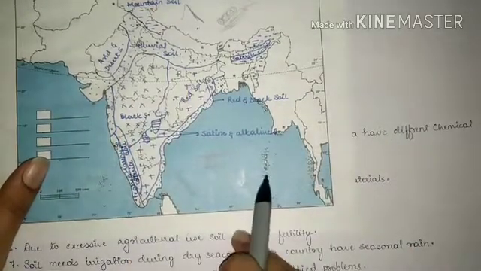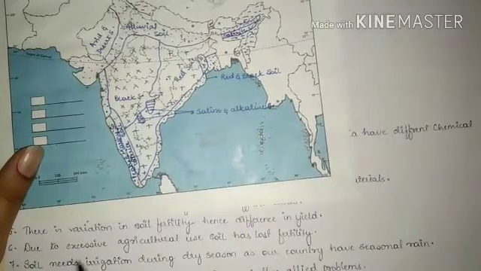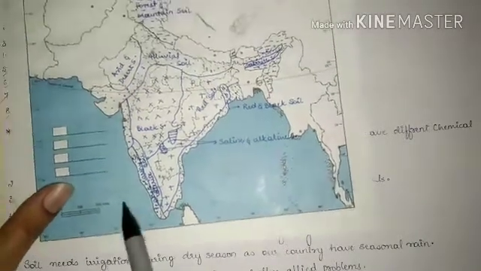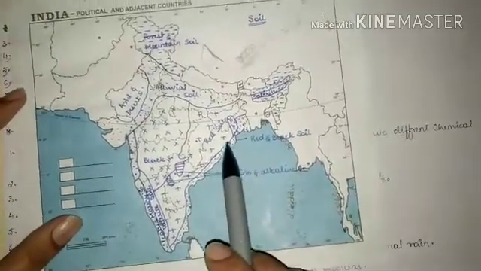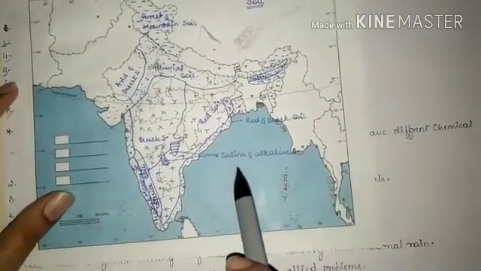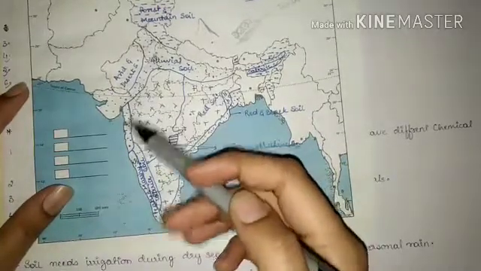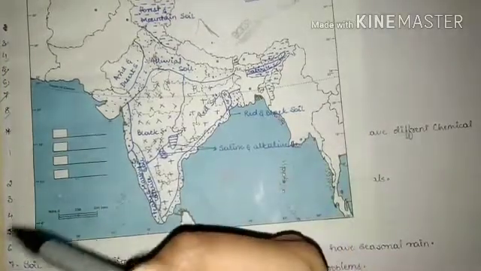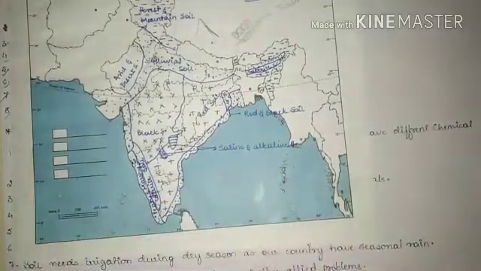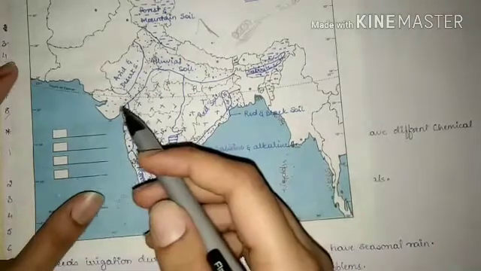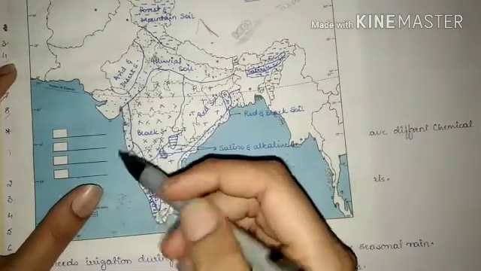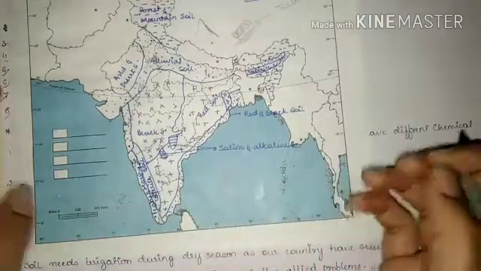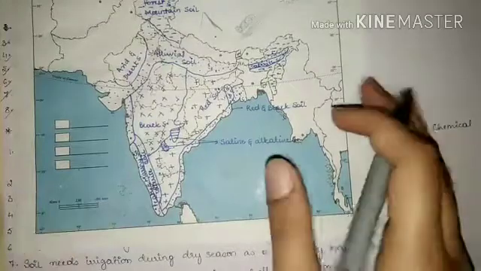Then next, due to excessive agricultural use, the soil has lost its fertility. That is obvious, because in India we follow intensive agriculture, and not every farmer is able to give the soil the required amount of nutrients. That is why the soil is lacking in fertility, and hence we are not having as good a yield as we can have.